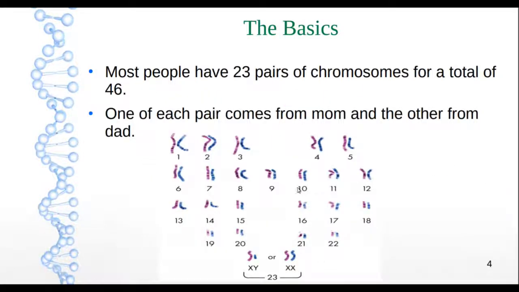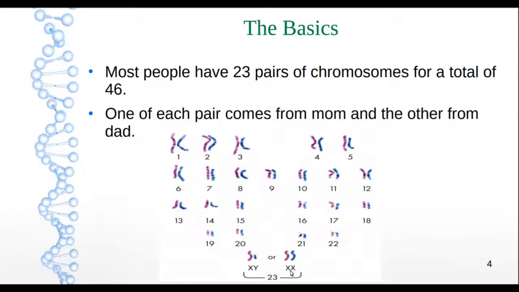Each of these pairs of chromosomes, so let's look at chromosome 1 here. You get one from your mom, and you get one from your dad. So that's represented by the pink and blue here. All right, and so that happens for all 22 of the chromosomes. One from mom, one from dad. Same thing goes for your sex chromosomes. You get one from mom and one from dad.